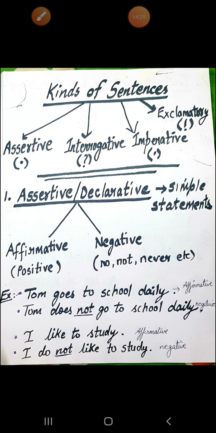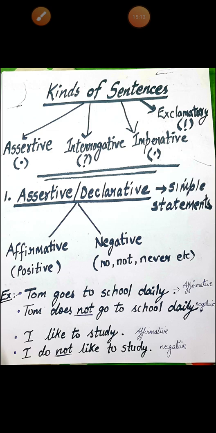So to know that the sentence is positive or negative, what you have to see, if a sentence has no, not, never, nothing, all these words, it means it is a negative sentence. And if it doesn't have that, that means it is an affirmative sentence. And both are a part of assertive or declarative sentences. Both these sentences will end with full stop, and because it is a sentence, so it will start with a capital letter. Don't forget that you have to start your sentence with a capital letter.